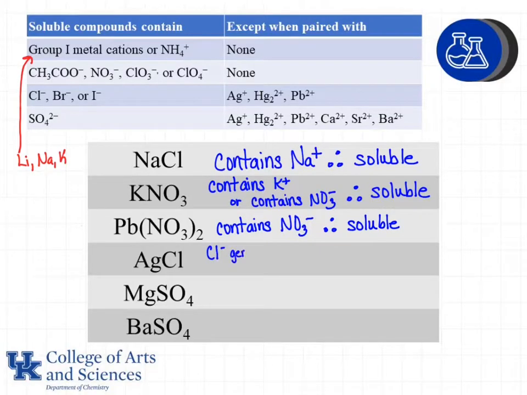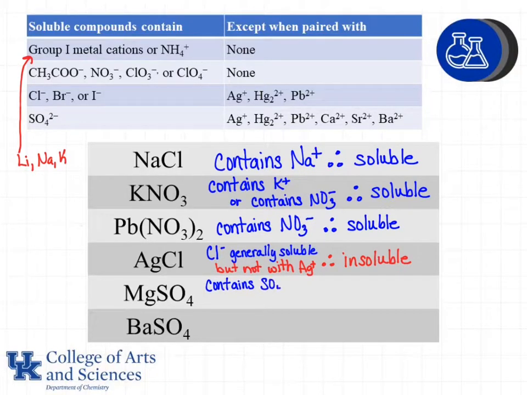AgCl contains chloride, and chloride compounds are generally soluble. However, compounds with chloride and Ag+ are an exception. So once we see the Ag+ in there with the chloride, we know that this is going to be an insoluble compound. MgSO4, or magnesium sulfate, is our next example. Sulfate compounds are generally soluble, and magnesium is not listed as one of the exceptions. Therefore, this is going to be a soluble compound.